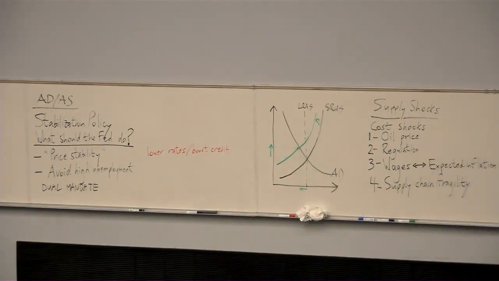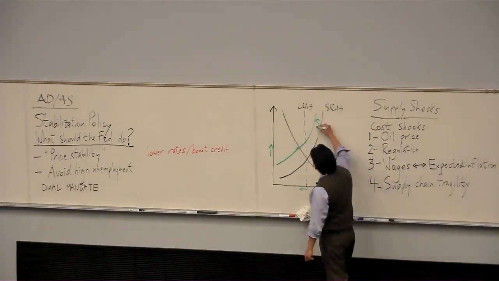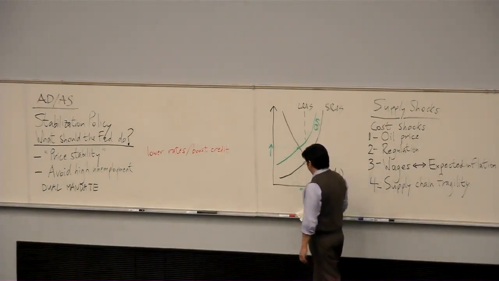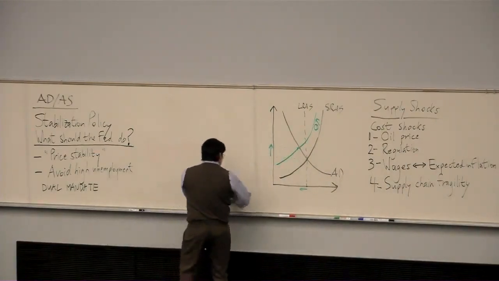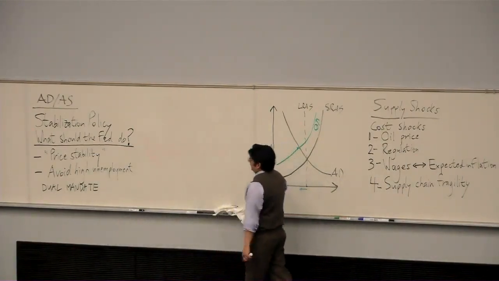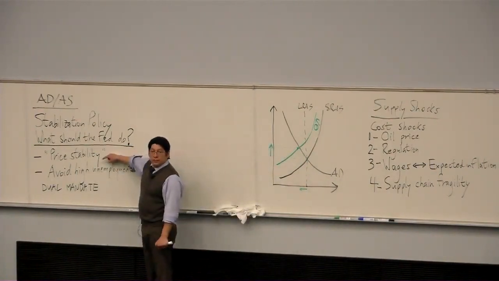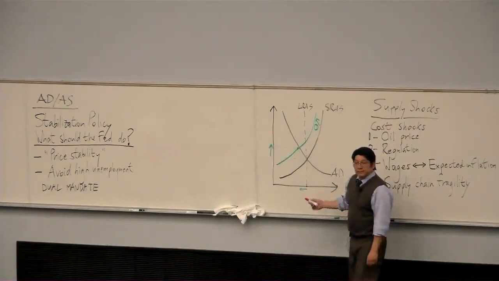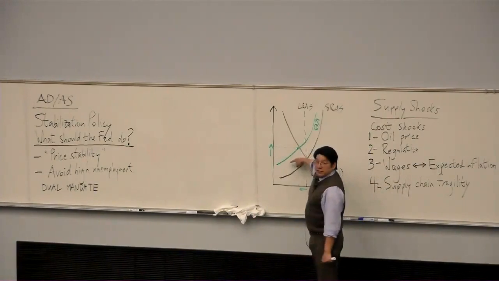The question is, given that this has happened, what should the Fed do? Well, first of all, let's see what the Fed should do if they want to pursue the price stability goal. What does it need to do here? It needs to get the price level down here. It needs to fight the inflation.